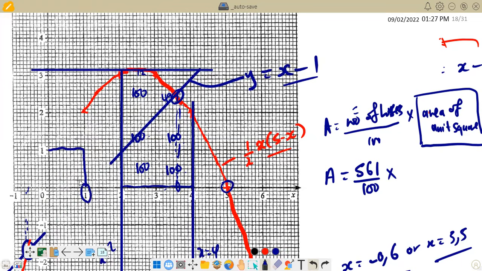So here you've got 1, here you've got 1. You multiply 1 times 1, which is 1 square unit. That is the area of the unit square. So you multiply by 1 here, and by doing this, you're going to obtain 5.61 square units.